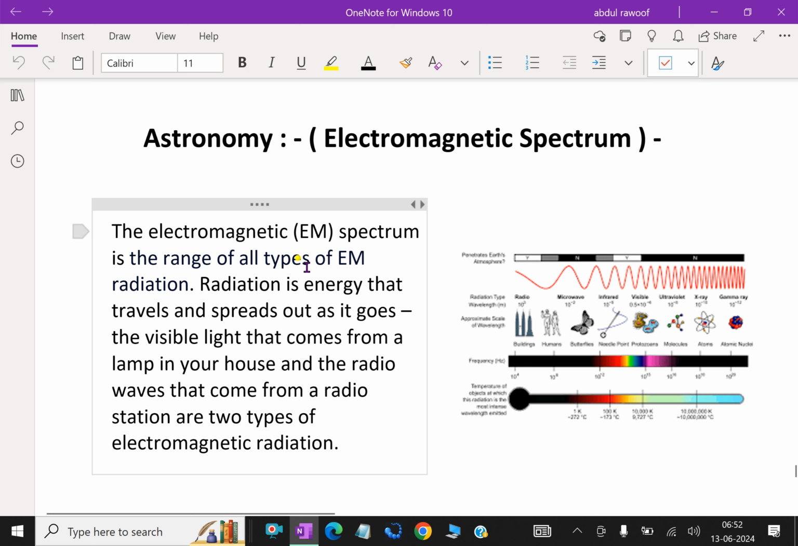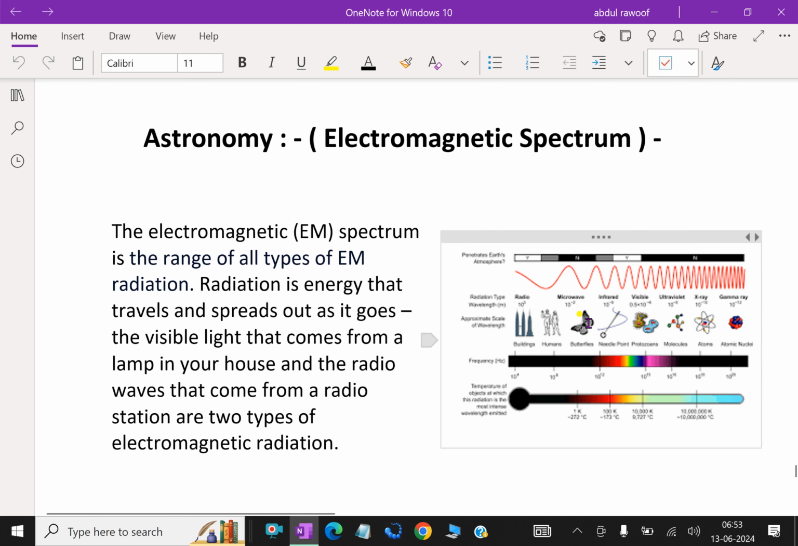The electromagnetic, that is EM, spectrum is the range of all types of EM radiation. Radiation is energy that travels and spreads out as it goes. The visible light that comes from a lamp in your house and the radio waves that come from a radio station are two types of electromagnetic radiation. Here the different kinds of radiation are given.